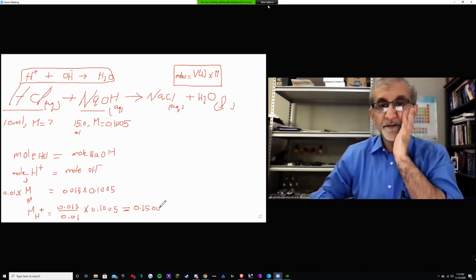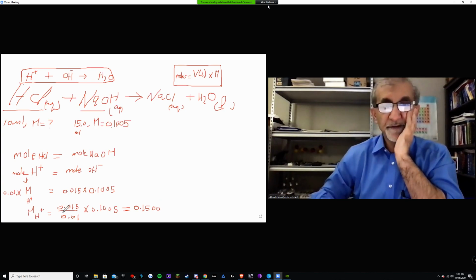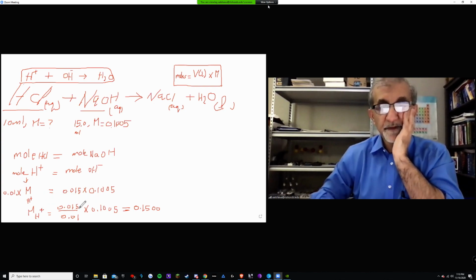So write down the answer with proper sig figs. Looking at those numbers, we have two sig figs, there is one in here, and there are four in here. So I'm going to have to write this down as one sig fig. But if you want to carry it with that special case of 4 decimals, so you keep it as 0.1500.